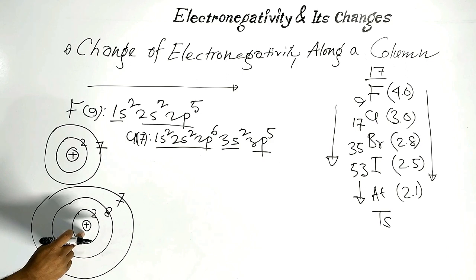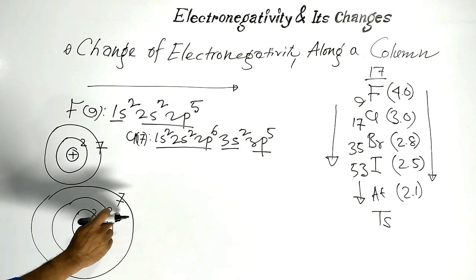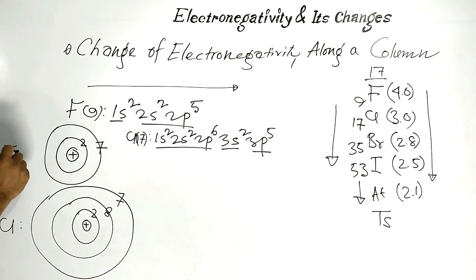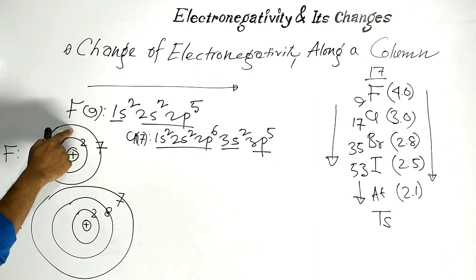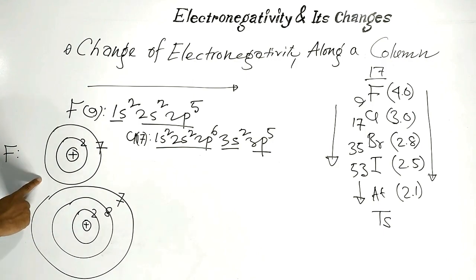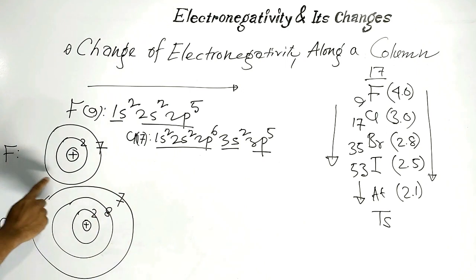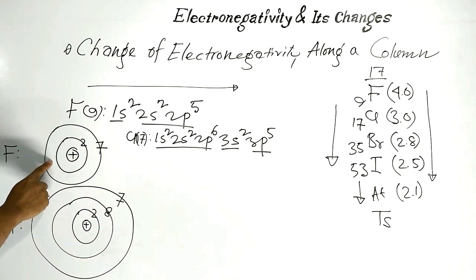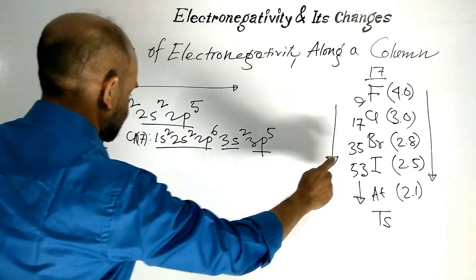That is, in the case of chlorine, there are 3 shells. First shell with 2 electrons, second shell with 8 electrons, third shell with 7 electrons. But in the case of fluorine, 2 shells. First shell with 2 electrons, second shell with 7 electrons. In a column, from top to bottom, we see that the number of shells increases. That is, for fluorine 2 shells, for chlorine 3 shells, for bromine it will be 4 shells.